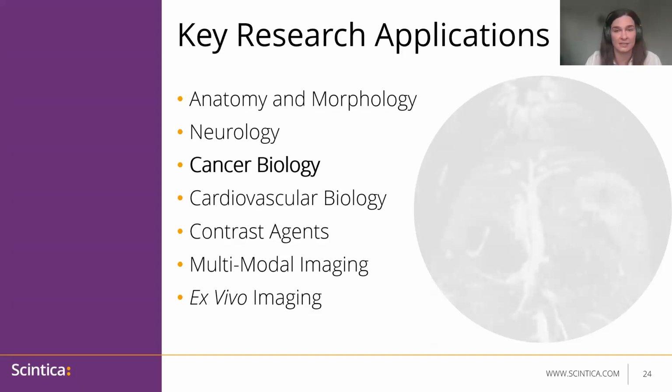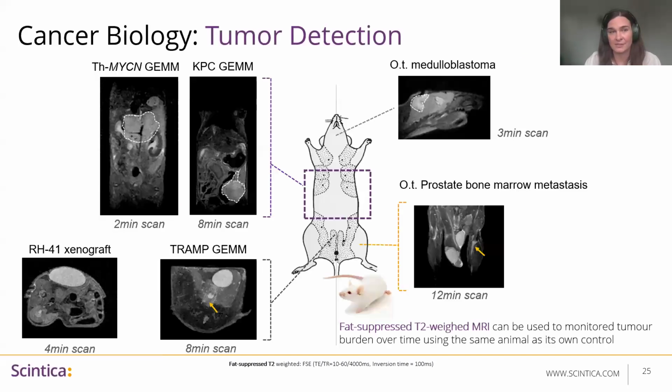Next, we'll progress to cancer biology. So tumor detection is probably one of our most popular applications for this system, particularly because the system can be placed in the vivarium or in an existing imaging facility. You can really create high throughput with this system.